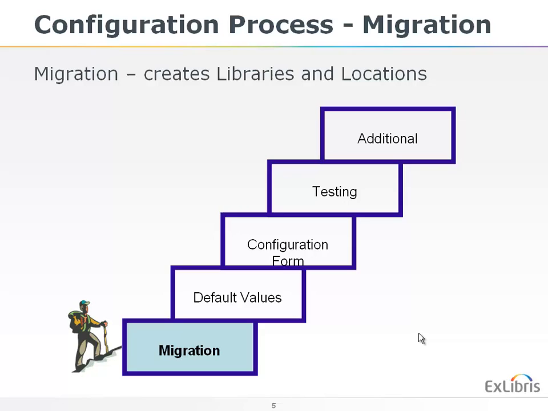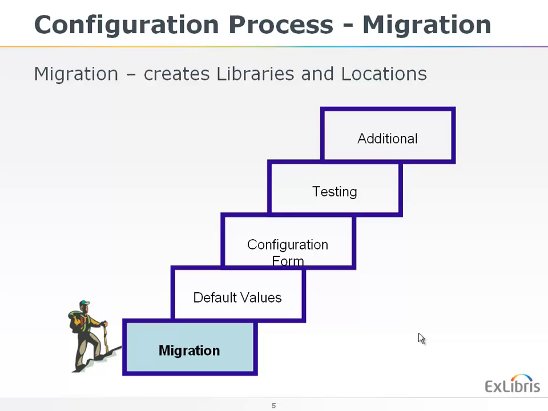The configuration process actually begins with the creation of libraries and locations in Alma during the migration of data from your legacy system. A location in Alma can be considered the equivalent of a shelving location, or a collection of materials in a given library, whether shelved together or not. Circulation desks, acquisitions departments, and internal processing departments, for example, are not considered locations in Alma. Each library has one or more locations.